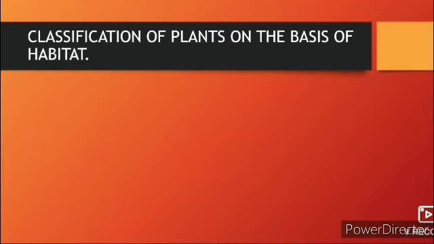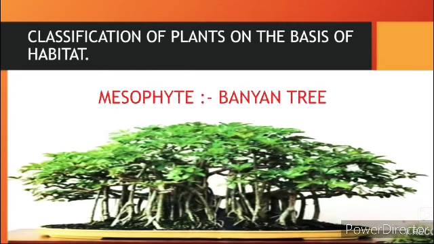Now, the classification of plants on the basis of habitat. Plants are classified into three categories: mesophyte, xerophyte, and hydrophyte. What are mesophytes? These plants grow on land and need a moderate amount of water supply for their survival. They have medium-sized roots and bear green leaves. Example: mango, peepal, banyan, etc.